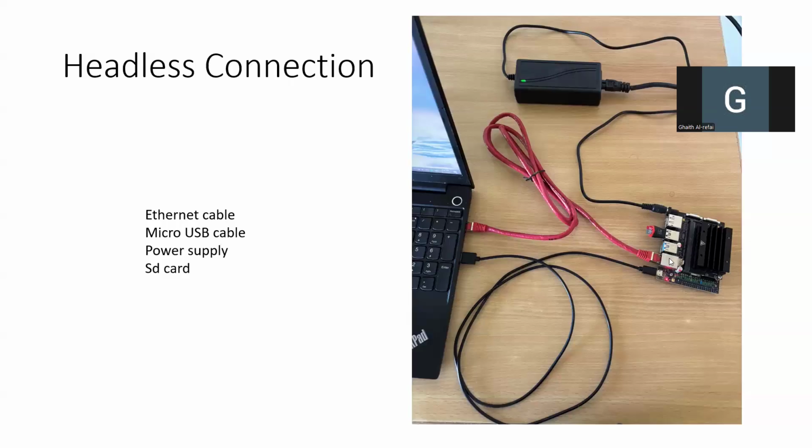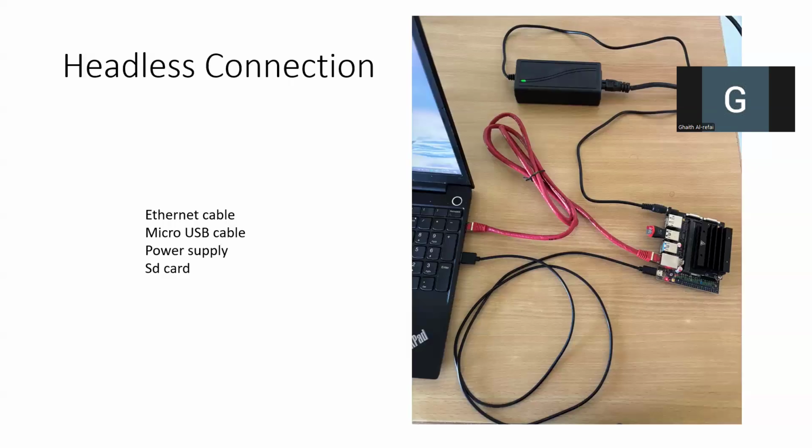the Jetson Nano. We also need an Ethernet cable between the Ethernet port on the board and the Ethernet port on the computer to connect to the internet, and then we need the micro USB cable between the board and the PC. So mainly this is all we need for headless setup. Again, headless setup means there is no separate monitor, mouse or keyboard.